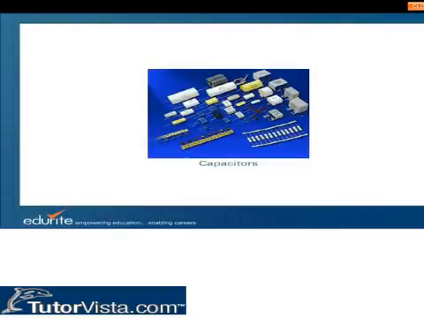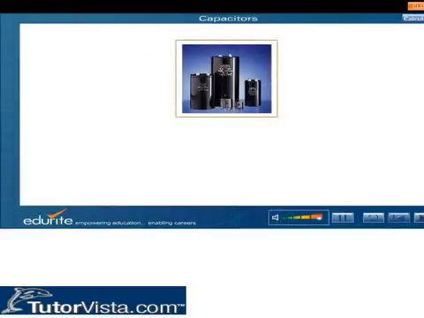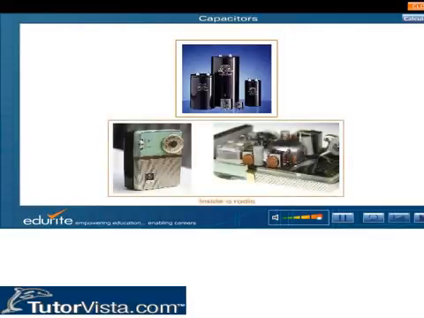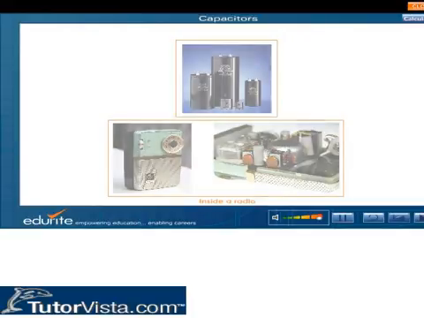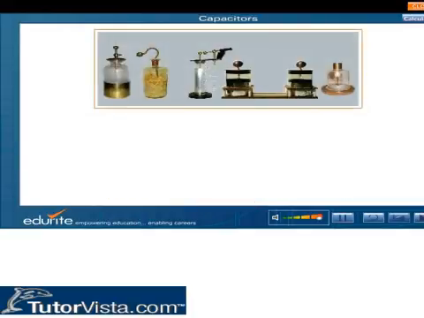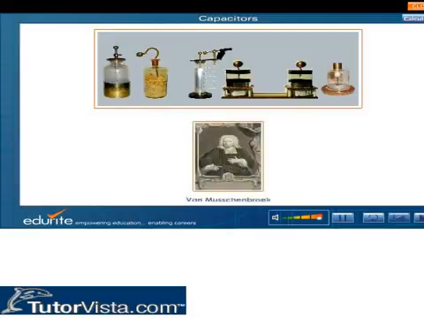Capacitors. A capacitor is a device used for storing charges. They are widely used in radio and television receivers and in transmitter circuits. The earliest capacitor was invented almost accidentally by Van Musschenbroek of Leyden in about 1746, hence known as Leyden jar.